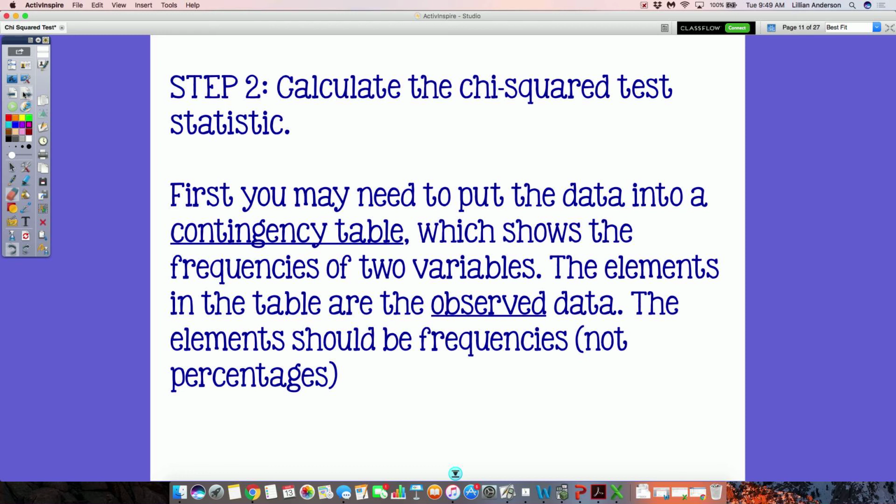Again, this is what you observe. This is your actual data. And the elements should be frequencies, not percentages, okay? Not that 25% of guys like blue shirts. No. It's how many of those guys like blue shirts. It's always frequencies inside of your contingency table. A lot of times, this will be given to you on tests and things like that. When you create your own, that's when you actually have to go through that process.